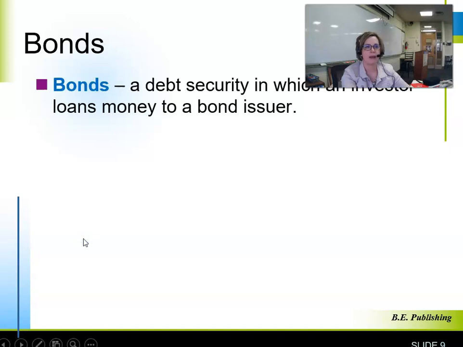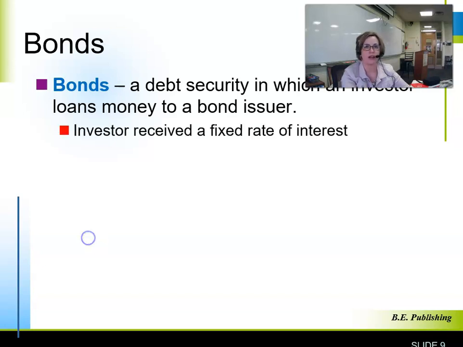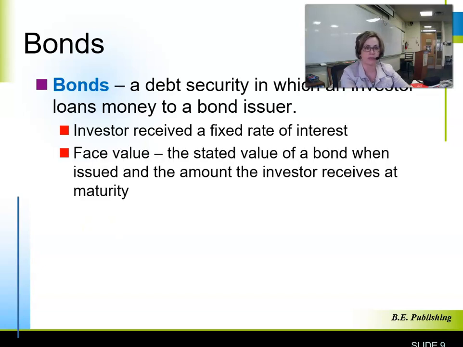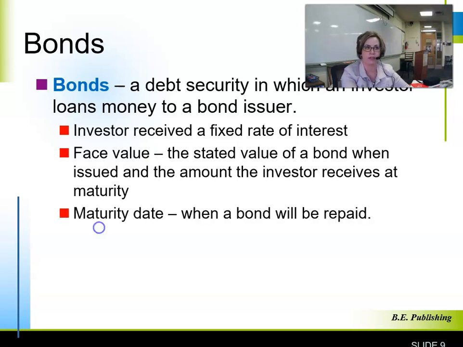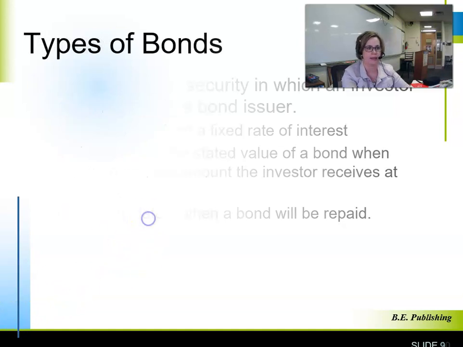The second type of asset we're going to talk about are bonds. Bonds are a debt security in which an investor loans money to a bond issuer. So investors receive a fixed rate of interest for that loan. The face value of the bond is the stated value of a bond when issued and the amount that you would receive back when the bond matures, because again, you're making a loan when you're investing in bonds. The maturity date is the date by which that bond has to be paid back.